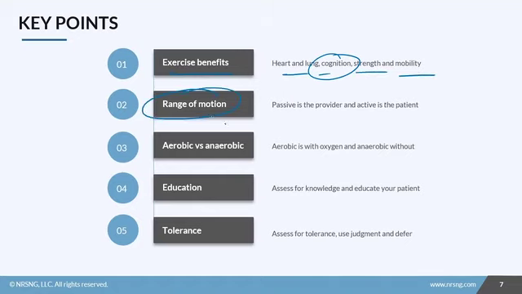Don't forget about your range of motion. Passive is by the provider and active is by the patient. When we're trying to figure out what exercises we need for a patient, can they handle aerobic versus anaerobic? Aerobic is with oxygen, anaerobic is without. So that's what you need to know about that.